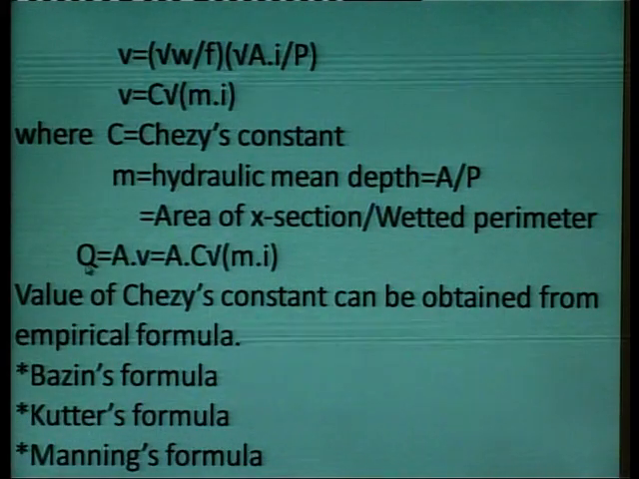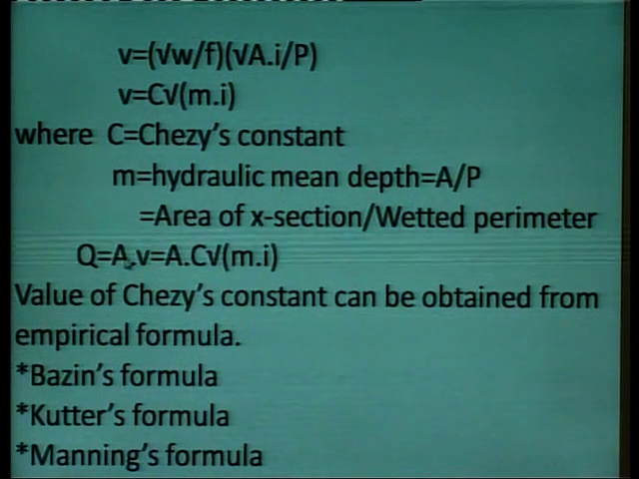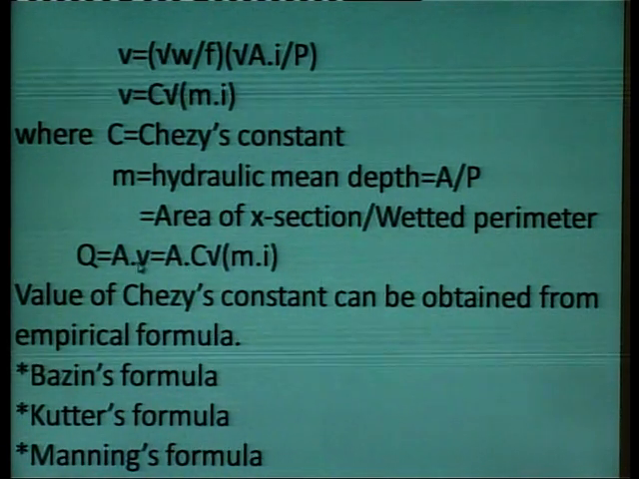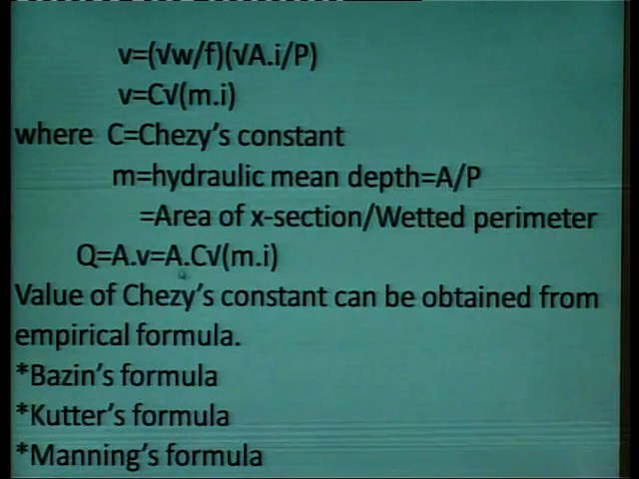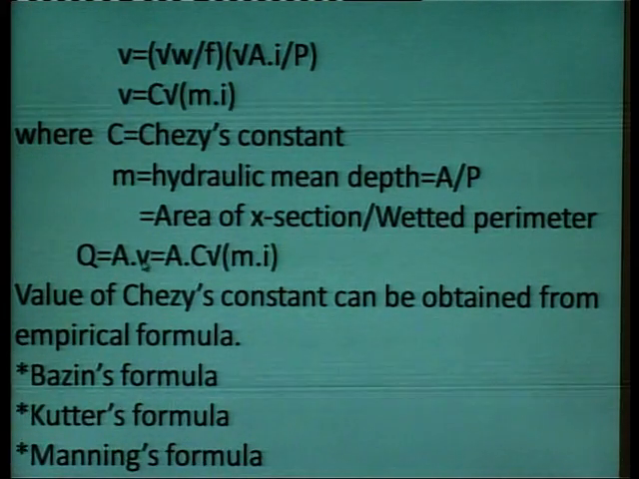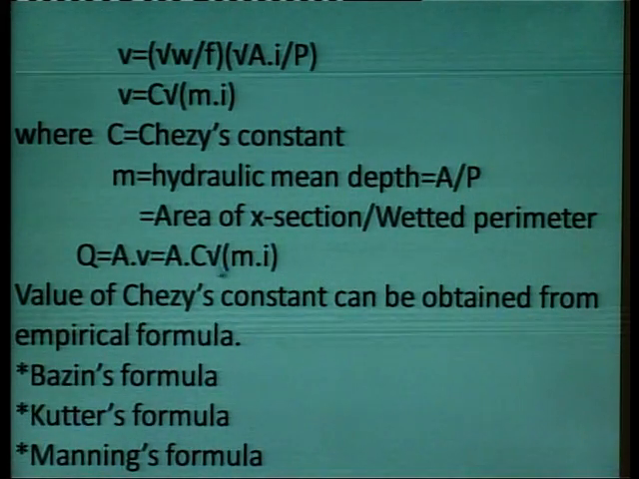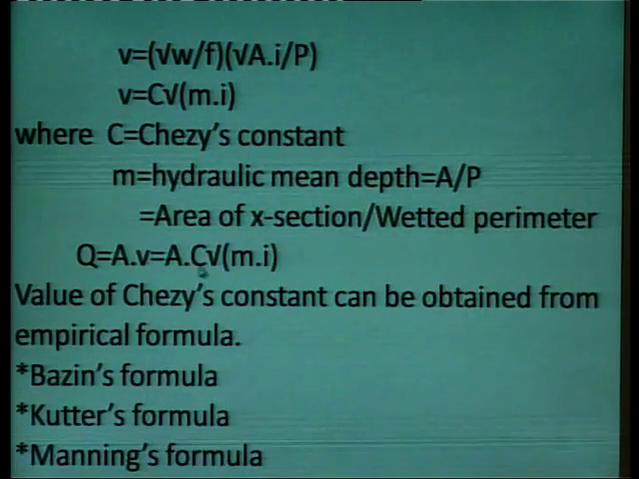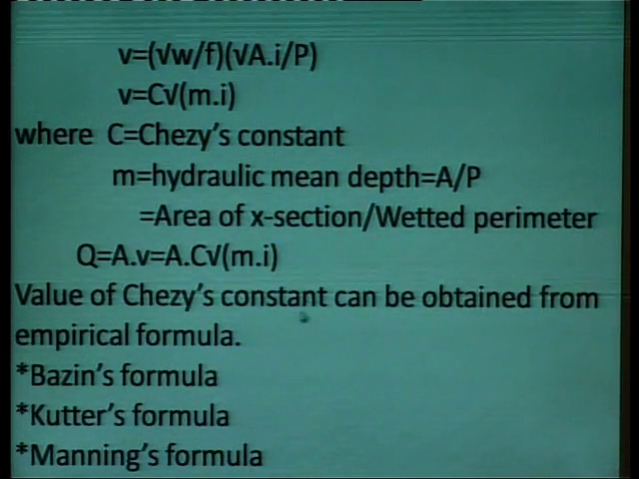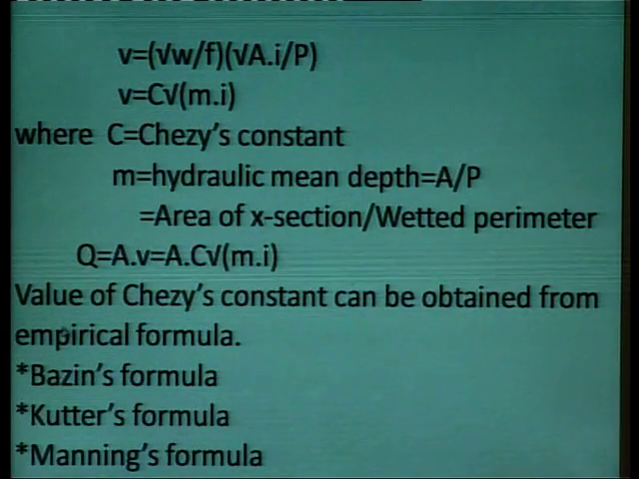So the discharge by Chezy formula comes out to be the area into velocity. We substitute the value of A, and we substitute the value of V. So this comes out to be A multiplied by the velocity which we have calculated, that is equal to C under the root of mi. The value of the Chezy's constant can be obtained by empirical formulas.